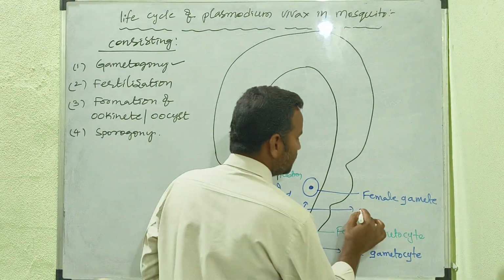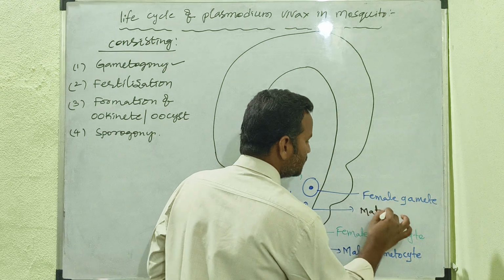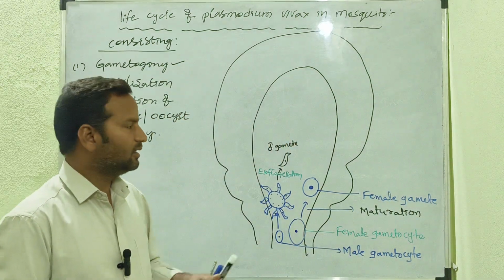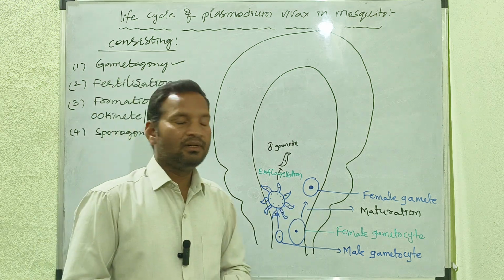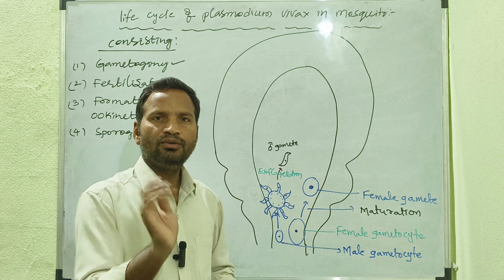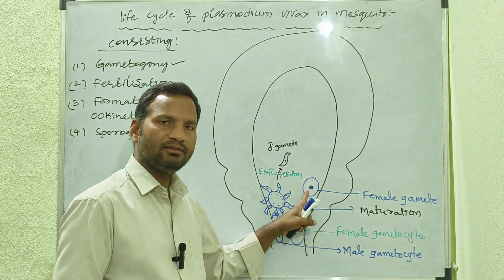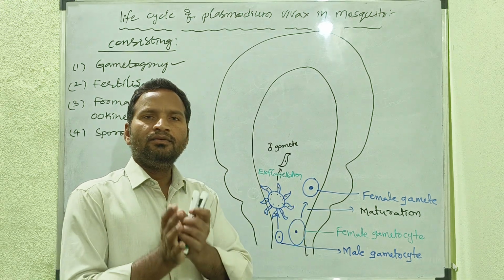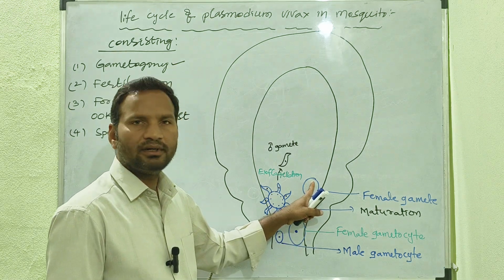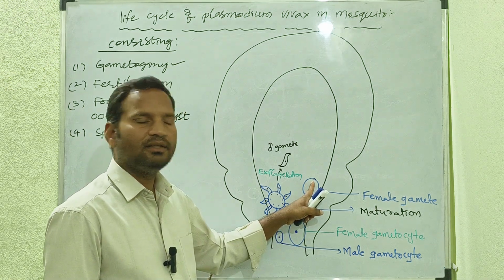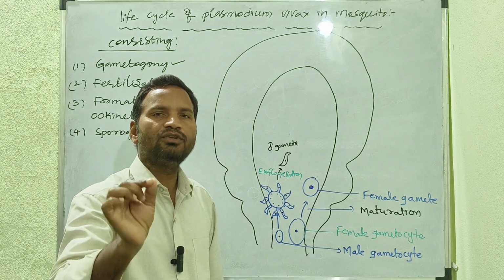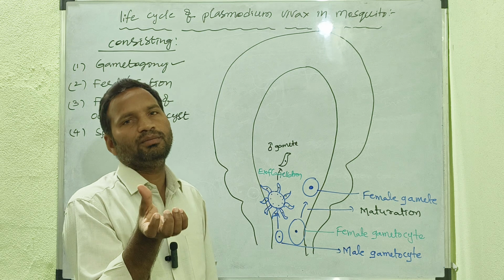Maturation. The process is called maturation. That's it. Then what is this? Nucleus. After formation of the female gamete, the nucleus present in it moves peripherally to the female gamete. At that point, the cytoplasm forms a projection.